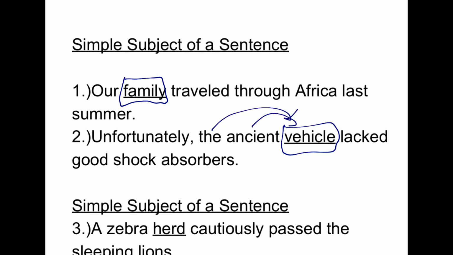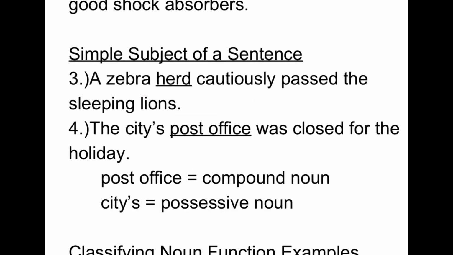The and ancient modify vehicle in the same way that the possessive pronoun our modifies family, but they're not part of the simple subject. Two more examples. A zebra herd cautiously passed the sleeping lions. And here we even have a noun, zebra, that is describing what type of herd. But the simple subject is just herd.